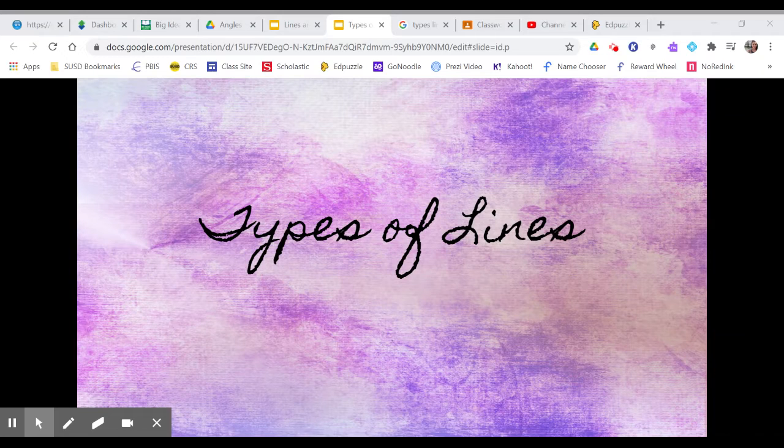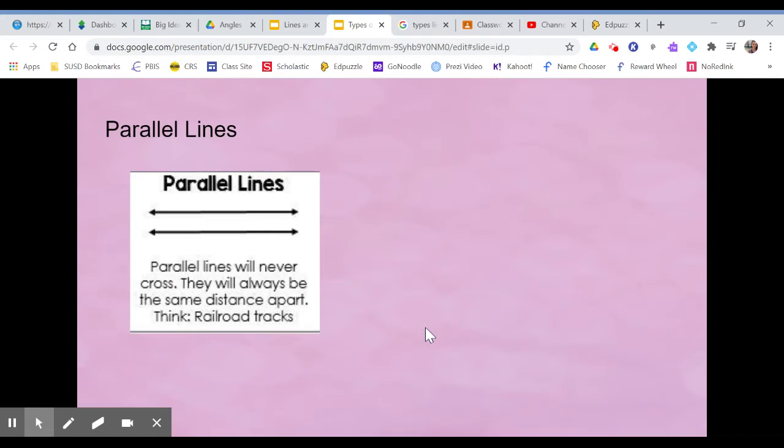This lesson is all about how lines interact with one another. So, our first type of line we're going to go over is parallel. Parallel lines are never ever going to meet. They're never going to touch. They're never going to cross. They're always going to stay that same distance apart.